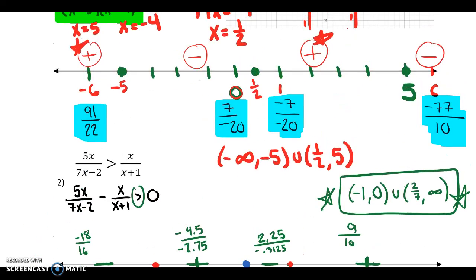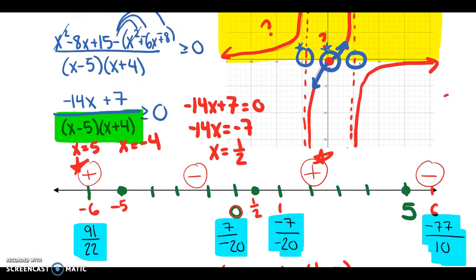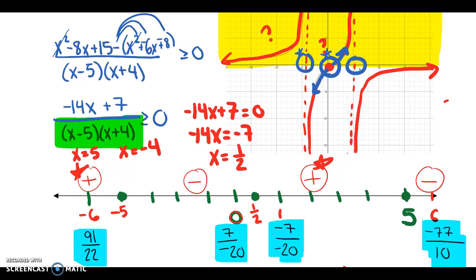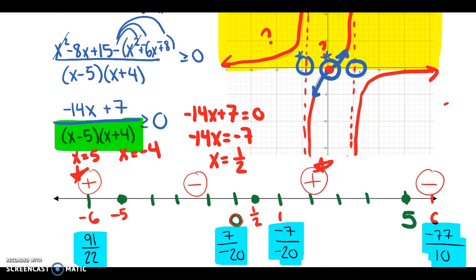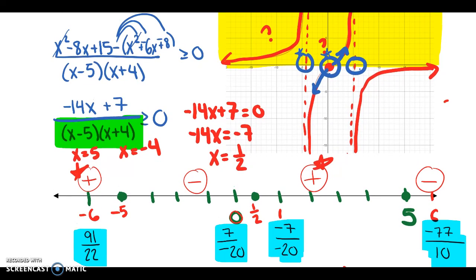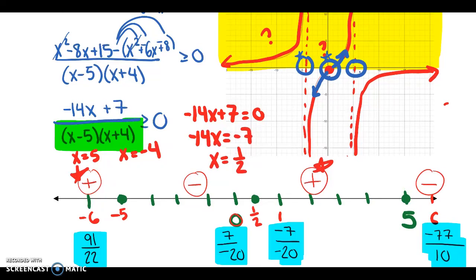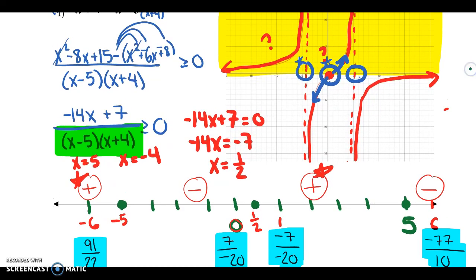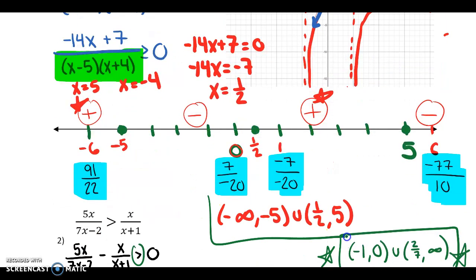But the one above said greater than or equal to 0, which means the values on the x-axis are included. So technically this point is included because it's greater than or equal to 0. So think about how I need to change my answer to fix the mistake I made there.